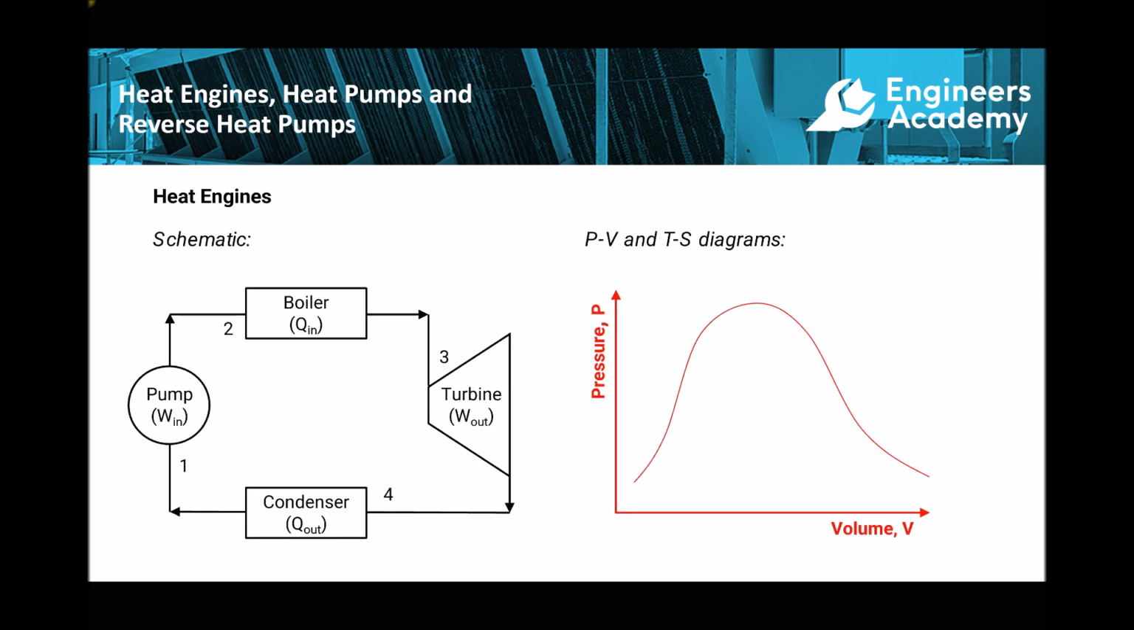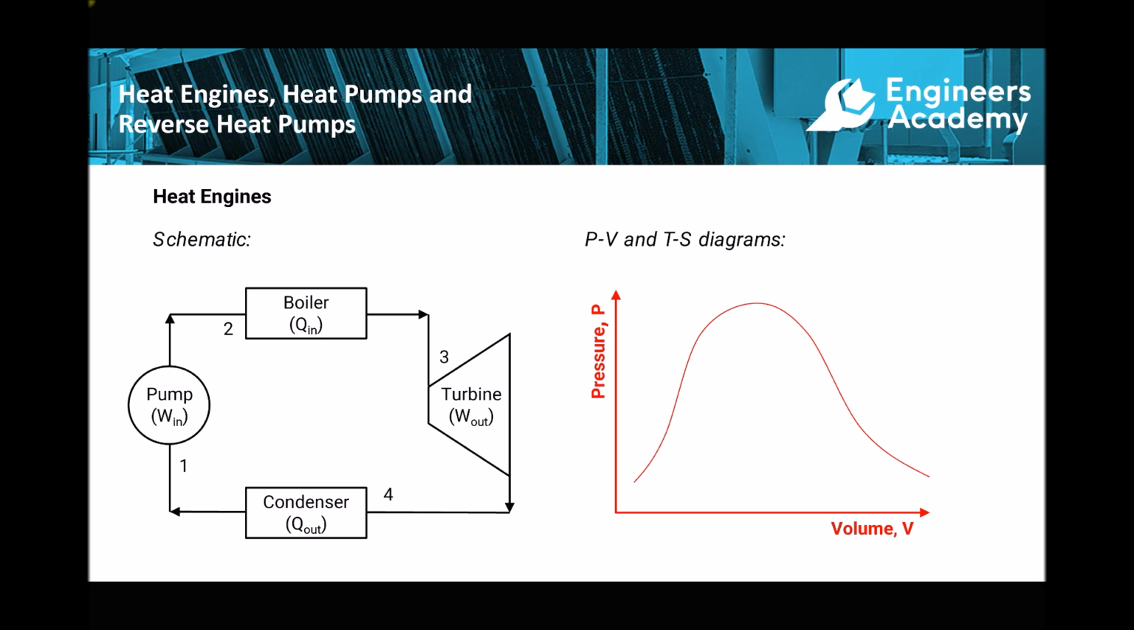So if we begin on the left-hand side, we have a number of different components. We have a pump, we have a boiler, we have a turbine, and we have a condenser. I've numbered various different locations on the schematic, so position 1 is before the entry to the pump. Now, the purpose of the pump is to pump the water into the boiler. As the boiler receives that water, it's going to heat it and convert it into steam.